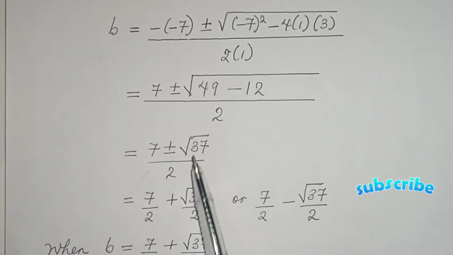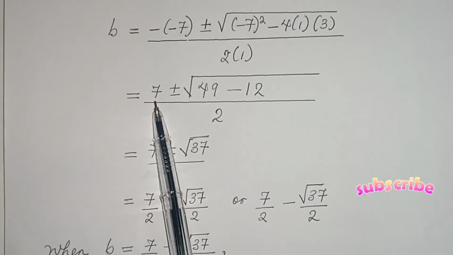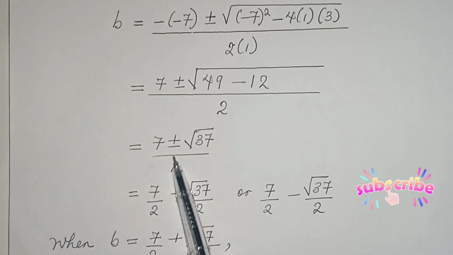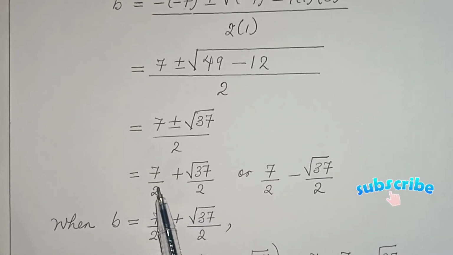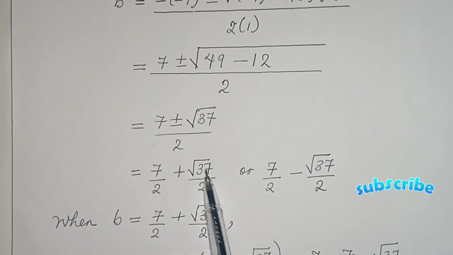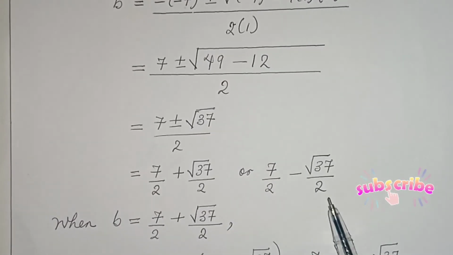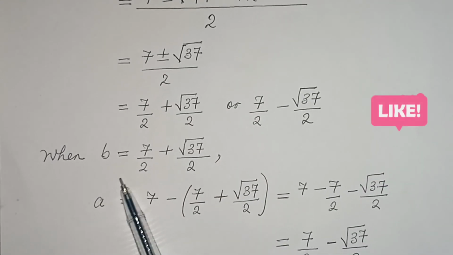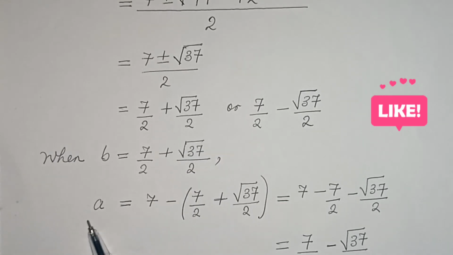And that gives you 49 minus 12 all under the root, plus or minus 7 over 2. And that reduces to 7 plus or minus root 37 all over 2. And that simplifies to this or this. 7 over 2 plus root 37 over 2, or 7 over 2 minus root 37 over 2. Sorry. So now when you get this, when b equals this, what will a be?